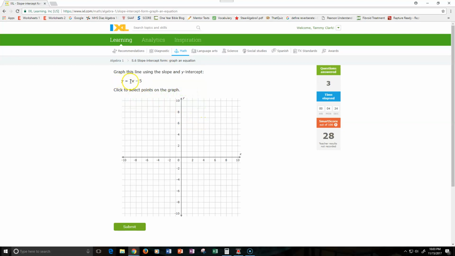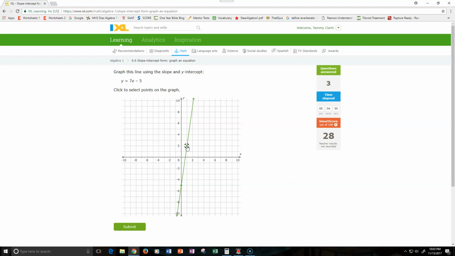We have y is equal to 7x minus 5. Well, we know our slope is positive, so our line will rise from left to right. Our y-intercept is negative 5, so we place a dot there, and we're going to go up 7. So 1, 2, 3, 4, 5, 6, 7. And we're going to go 1 to the right.